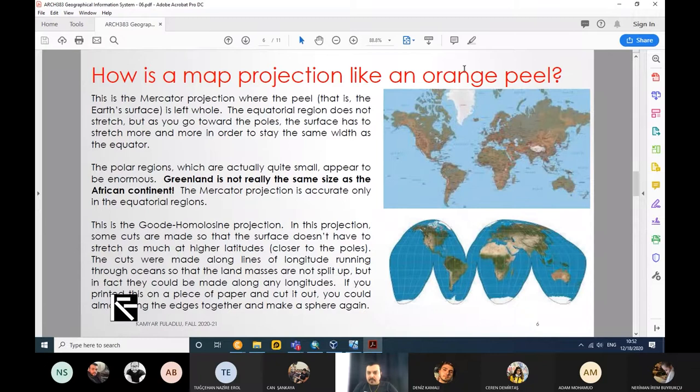This is what we talk about actually. And as you can see here, this is what we are doing with our Earth. The one that you see here is just a distribution of the Earth onto the surface. But as you can see, for instance, here, look at Greenland, this white part. It is almost the same size as Africa, which is not correct, definitely.